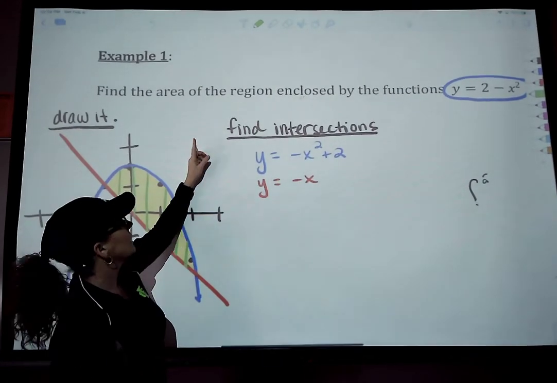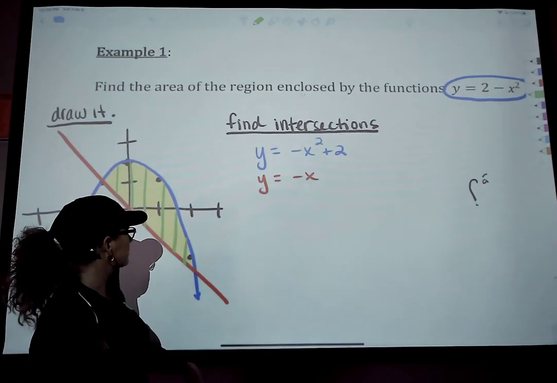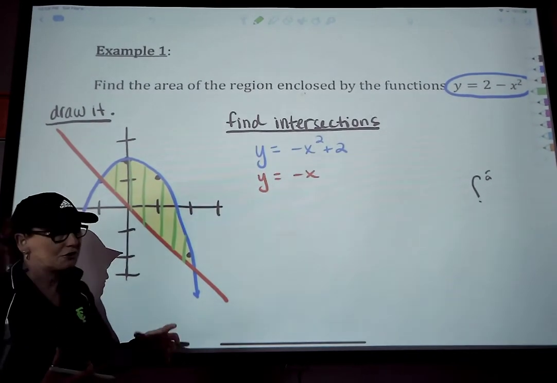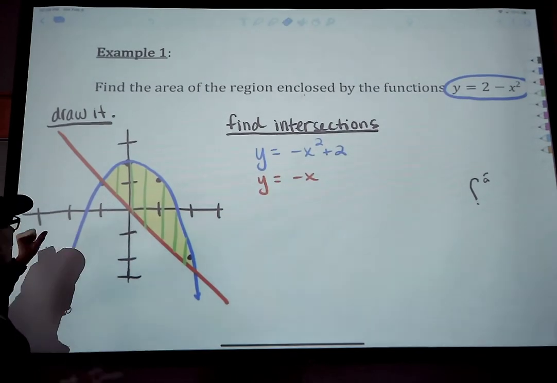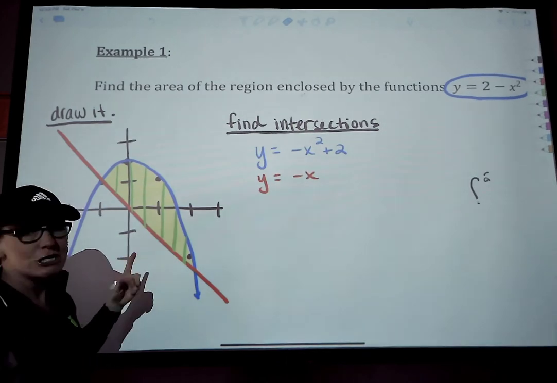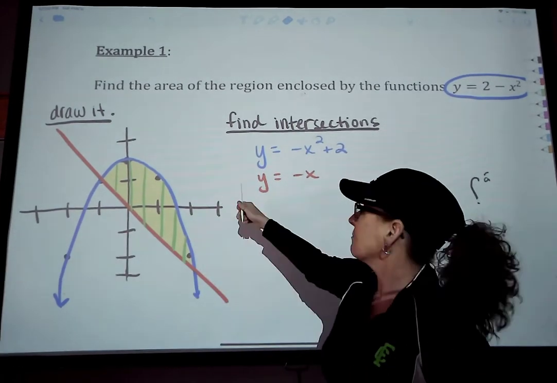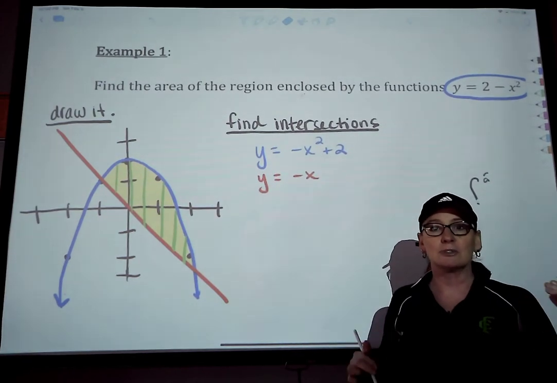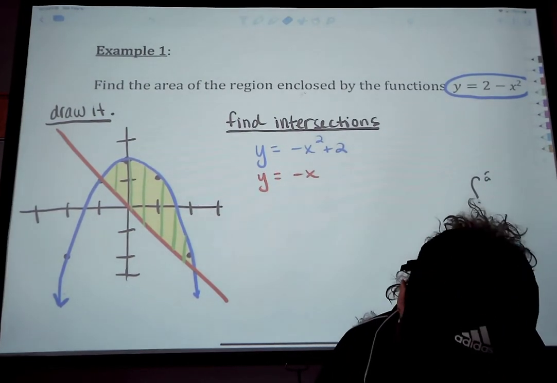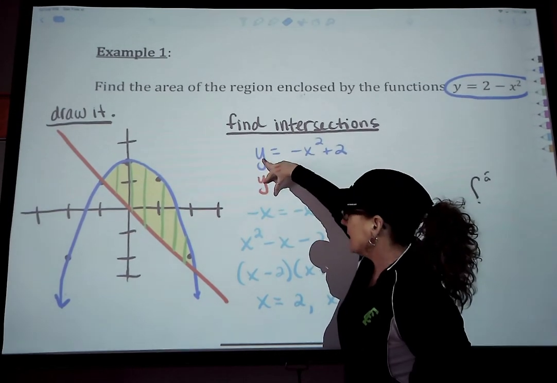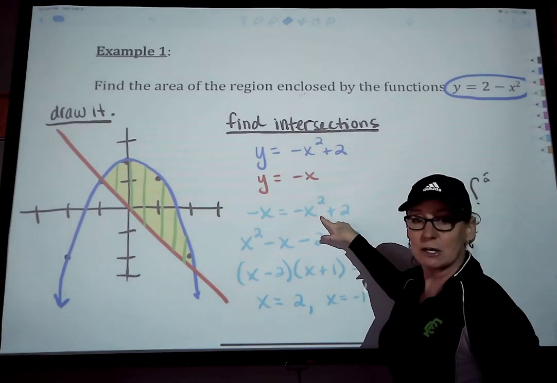So that's where we've got to come over here and find the intersections. I think my intersections, of course, I'm not very good at drawing accurate graphs. Maybe -1 and maybe 2. But here's what we're going to do. We're going to find the intersections. So we're going to kind of jump back to Algebra 1. Let's do some solving of our systems of equations. And you can see that they're both in y equals. So I set the two functions equal to each other.